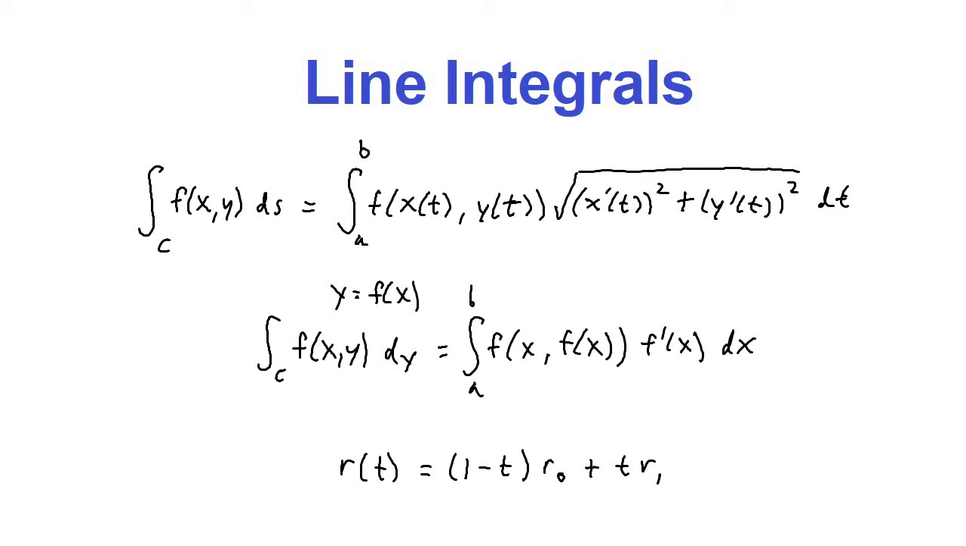So let's take a look at line integrals. Now let's say we have the integral of some multivariable function f of x, y, ds along a certain curve or a smooth path c, and we're trying to find a way to evaluate this. Well, the formula, let's say we're given also two parametric equations, x of t and y of t, and we're also given the t bounds range from a to b.